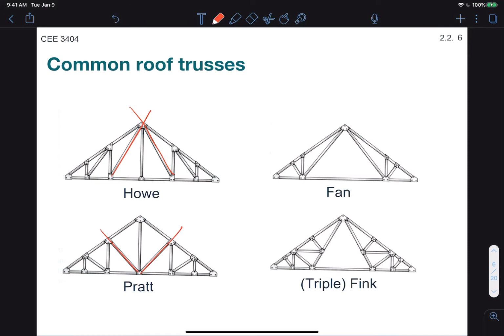We also have fan and fink trusses, which are quite similar. They always have this internal triangle to them. The difference between a fan truss and a fink truss is that the fan has members that fan out from this connection point, whereas the fink truss will usually have members that connect the top chord to some part of the bottom chord or that internal triangle. So you can see that it has multiple members joining those two.